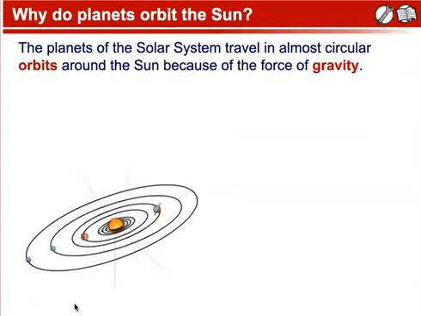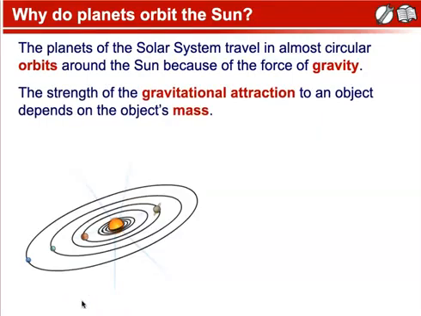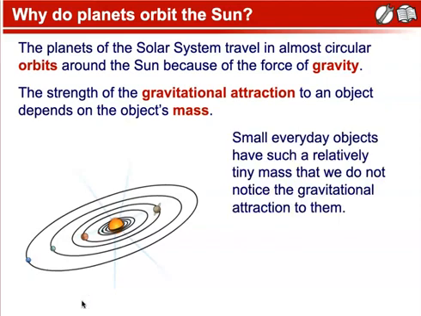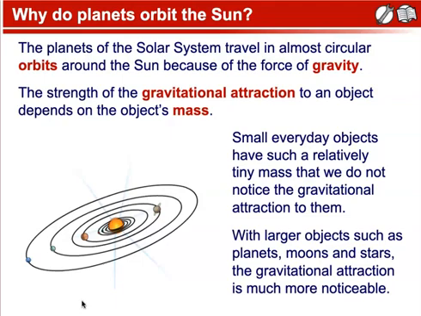So why do planets orbit the sun? The planets of our solar system travel in almost circular orbits around the sun because of the force of gravity. The strength of the gravitational attraction to an object depends on the object's mass. Small, everyday objects have such a relatively tiny mass that we do not notice the gravitational attraction to them. With larger objects, such as planets, moons, and stars, the gravitational attraction is much more noticeable.